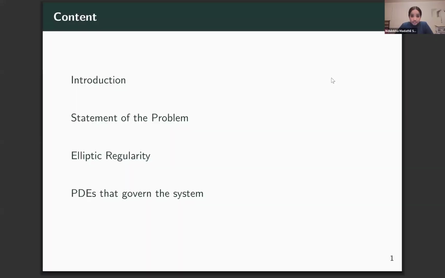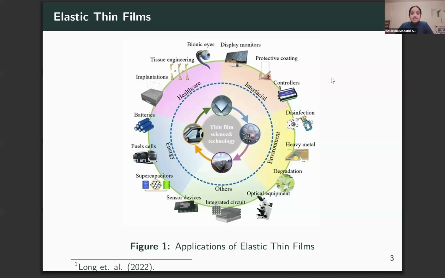So I will give an introduction of the physical problem and then the mathematical problem, and then talk about a bit of the mathematical theory involved in the model. Elastic thin films have a lot of applications, as is clear from the picture in this slide. It's an umbrella term used in a wide variety of fields, and depending on the application, the materials involved and the manufacturing process change, and so does the mathematical model.